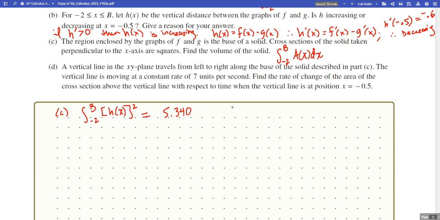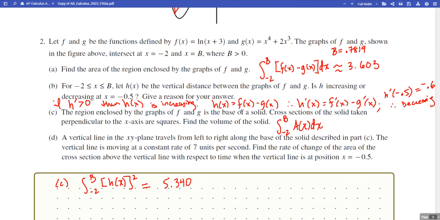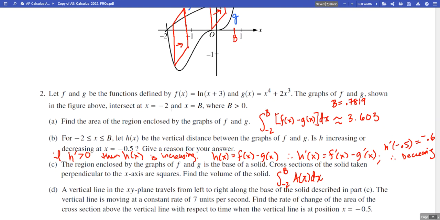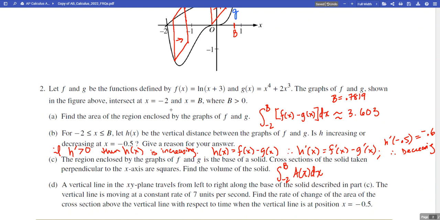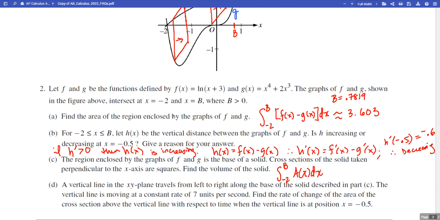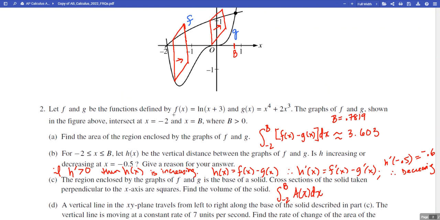Then we have part D. A vertical line travels left to right along the base of the solid. The vertical line moves at a constant rate. So basically, we've got this line moving over so that eventually it is going to trace out my figure as it keeps on moving to the right. And let's see, what else does it say? 7 units per second. So my change in x is 7 units per second, and the rate of change of the area of the cross section.